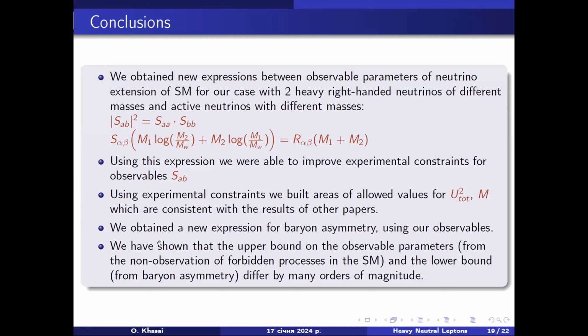We have shown that the upper bound on the observable parameters from the non-observation of forbidden processes in the standard model and the lower bound from the baryon asymmetry differ by many orders of magnitude, and thus showed the unsuitability of baryon asymmetry for calibrating neutrino models.